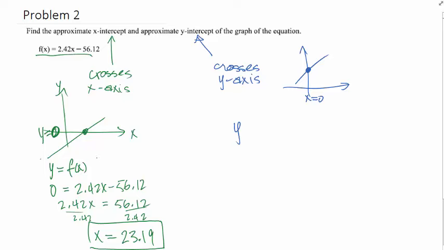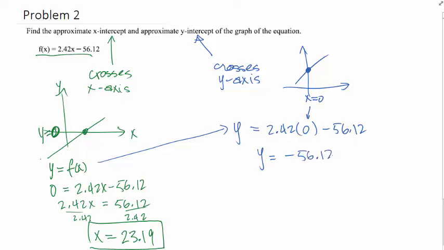The f of x again is equal to y, so we'll treat this as y is equal to 2.42 times x minus 56.12. Now instead of x, we're going to put 0 in for x, and then we'll see that y is equal to negative 56.12.